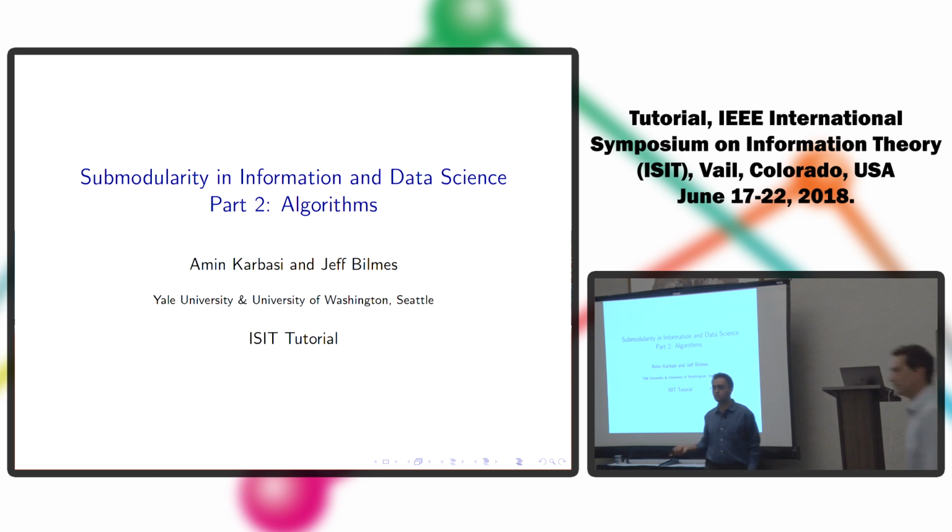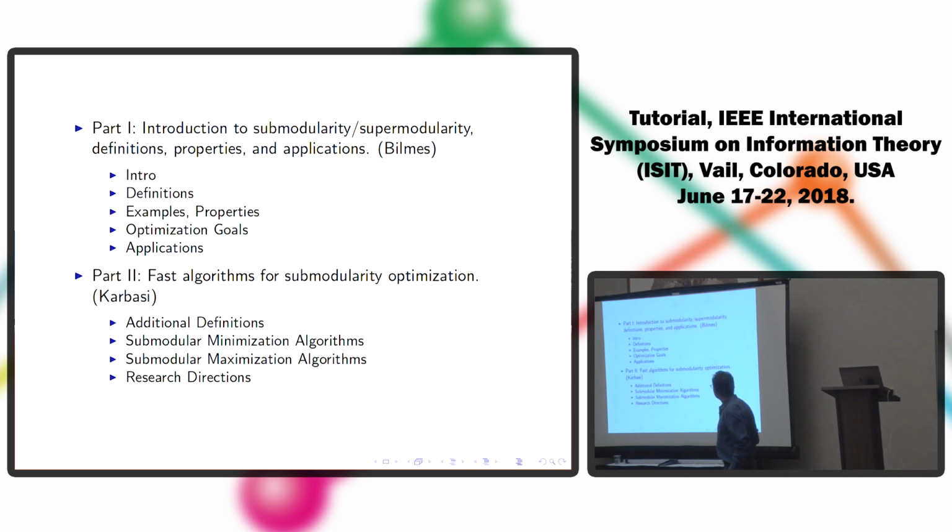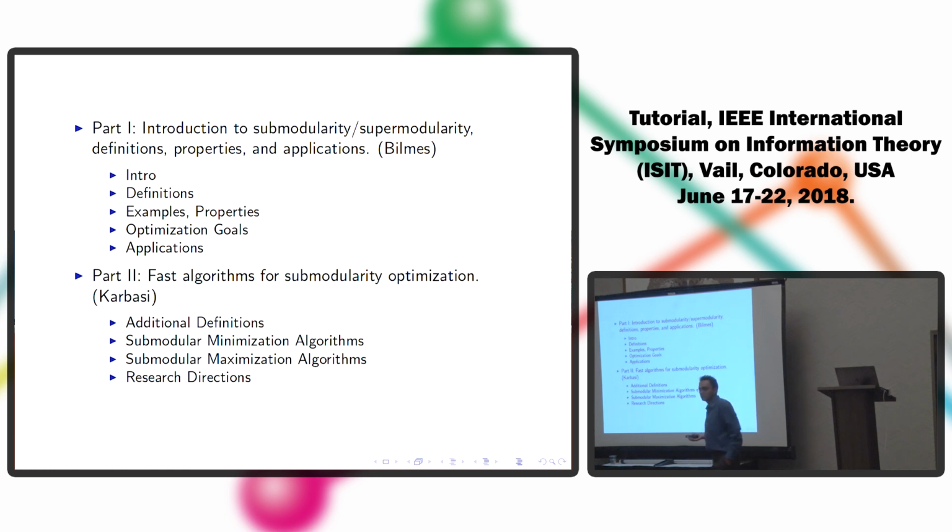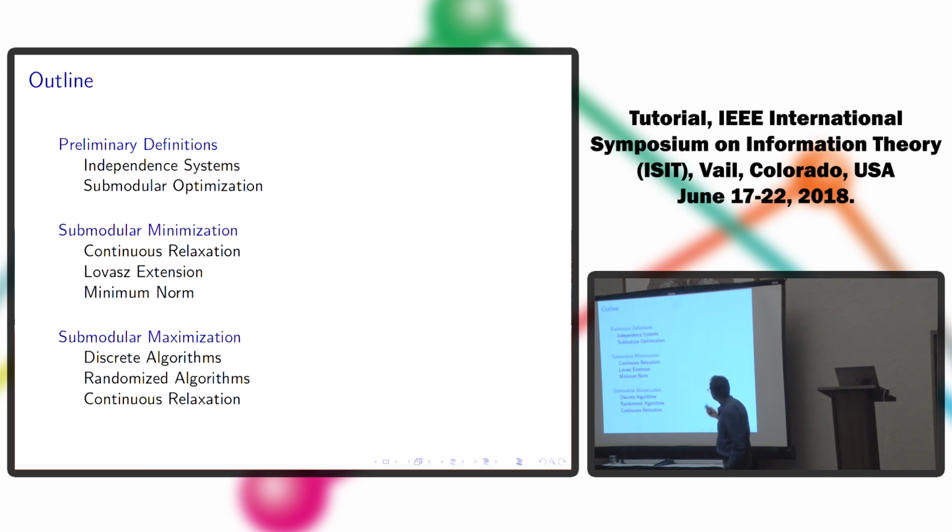The second part of the tutorial is going to be all about algorithms. So basically, in the first part, Jeff tried to introduce submodularity and some of the definitions. He gave us some examples and properties, and then he briefly mentioned the optimization goals. The second part is going to be a little bit more about the definitions, and then I'm going to mainly talk about two particular optimization problems, basically submodular minimization and submodular maximization, and then some research directions if you're interested. So the outline of the talk is as follows. As I said, there are going to be some preliminary definitions, then submodular minimization. We are going to see basically two methods for submodular minimization and three methods for submodular maximization.